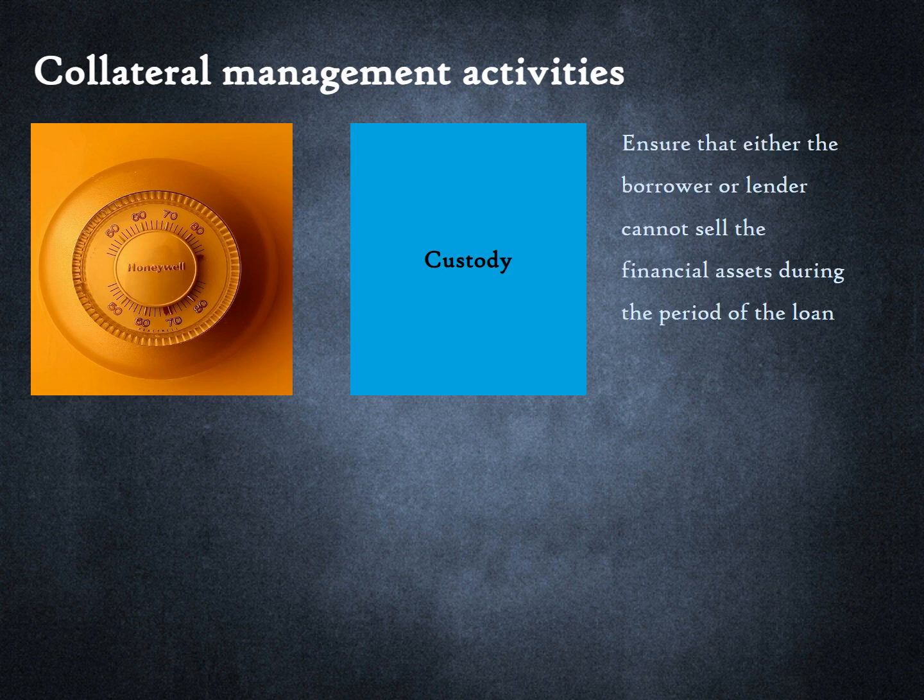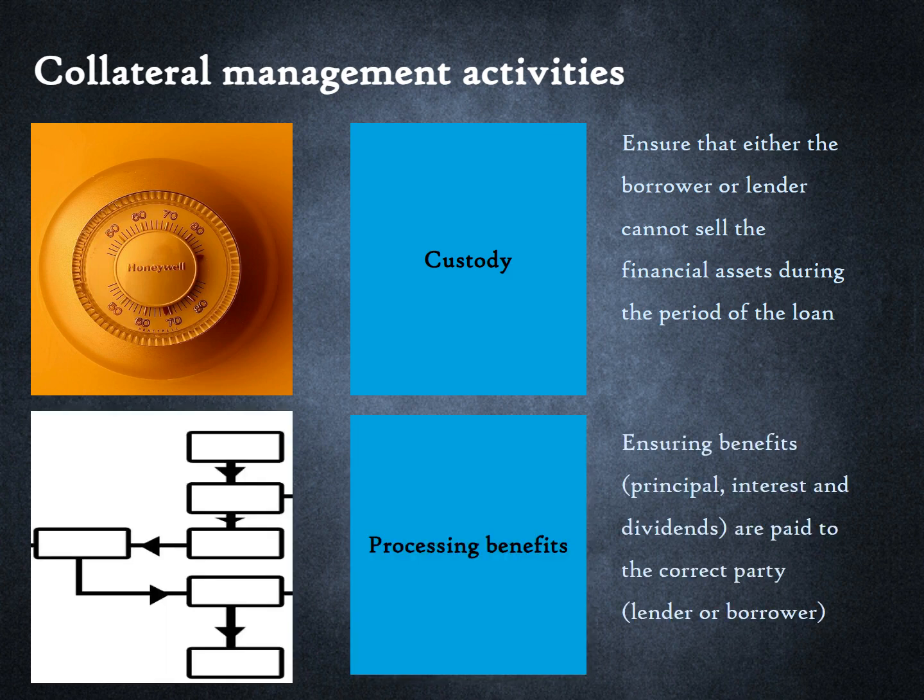Imagine you lent cash and have taken securities as collateral. You would not want the borrower to be able to sell the securities without paying you. A third party, like a custodian bank, can ensure that the securities have been tagged as collateral and cannot be sold during the loan tenure. Collateral management also involves receiving principal, interest and dividend payments on the underlying financial asset and paying it to the correct party. Whether these payments go to the lender or the borrower depends on the contractual agreements.